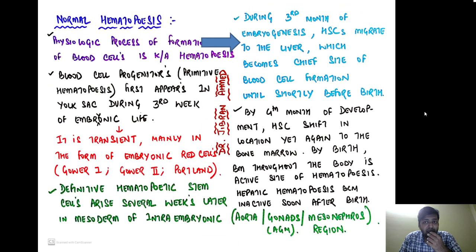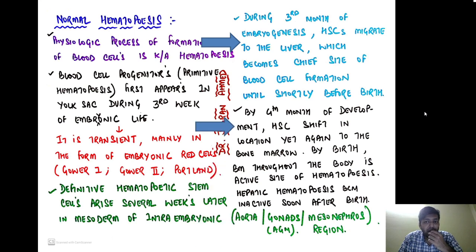Now remember, during the 3rd month of embryogenesis, hematopoietic stem cells migrate to the liver, which becomes the chief site of blood cell formation until shortly before birth. So it is at this time that the liver starts synthesizing blood, and it is the chief site of synthesis of blood during intrauterine life until shortly before birth, when hematopoiesis in the liver completely stops.